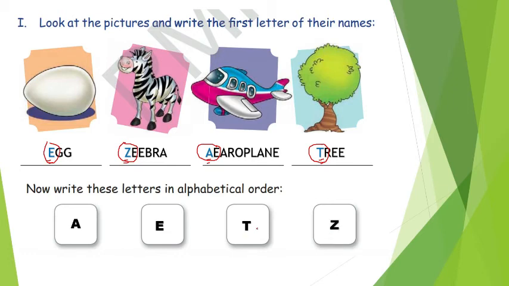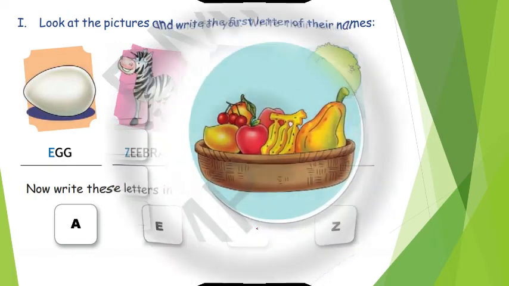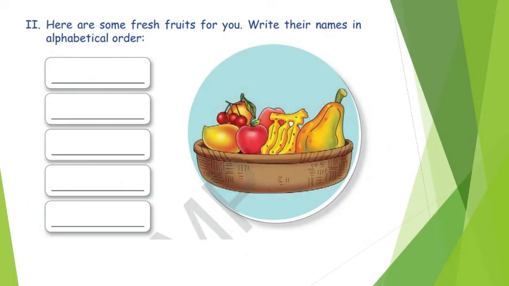Alright, let's move on to the next exercise now. Wow, yummy fruits are here. So here are some fresh fruits for you children. Write their names in alphabetical order. So we have banana, we have guava, we have apple, cherry, mango, and some other fruits.